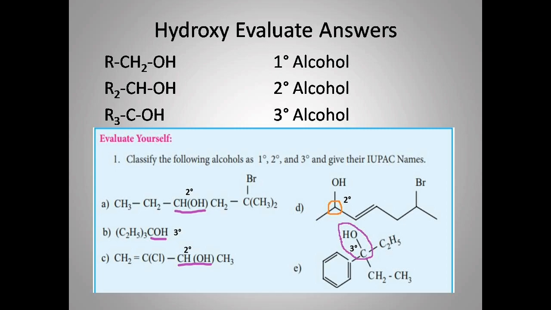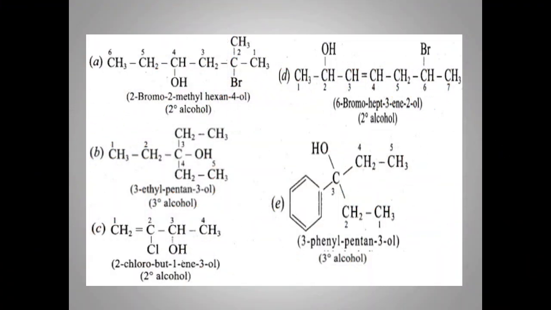The next one, the carbon possesses only OH and on the 3 sides it possesses 1 aryl and 2 alkyl groups, so it is a 3 degree alcohol. In A, I indicated the numbers, how many carbons are there? 6 carbon means hex, and then single bond ane, and the 4th carbon possesses alcohol, so hexan-4-ol, and the 2nd carbon has bromine and 1 methyl, so 2-bromo-2-methylhexan-4-ol.